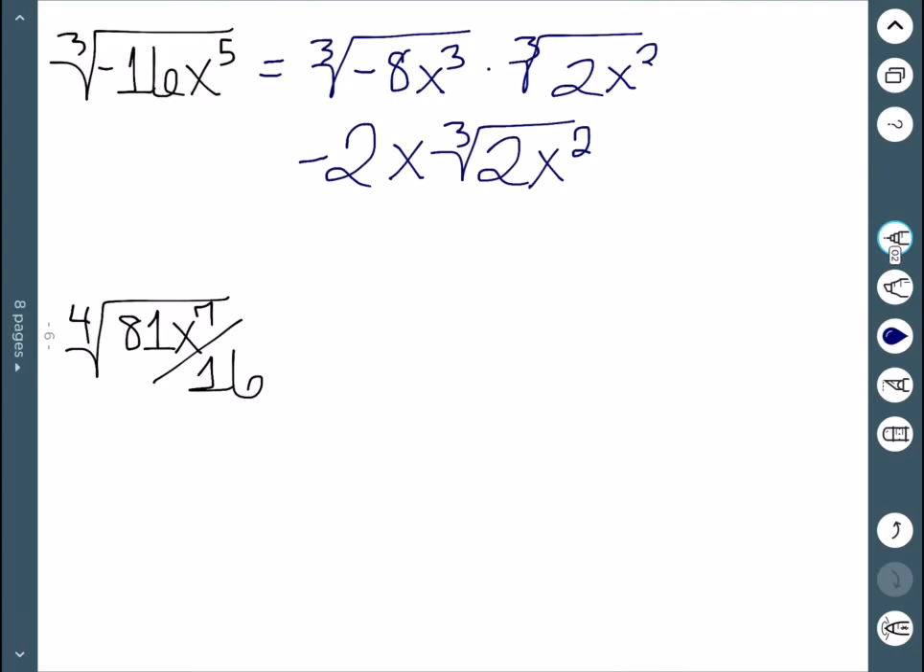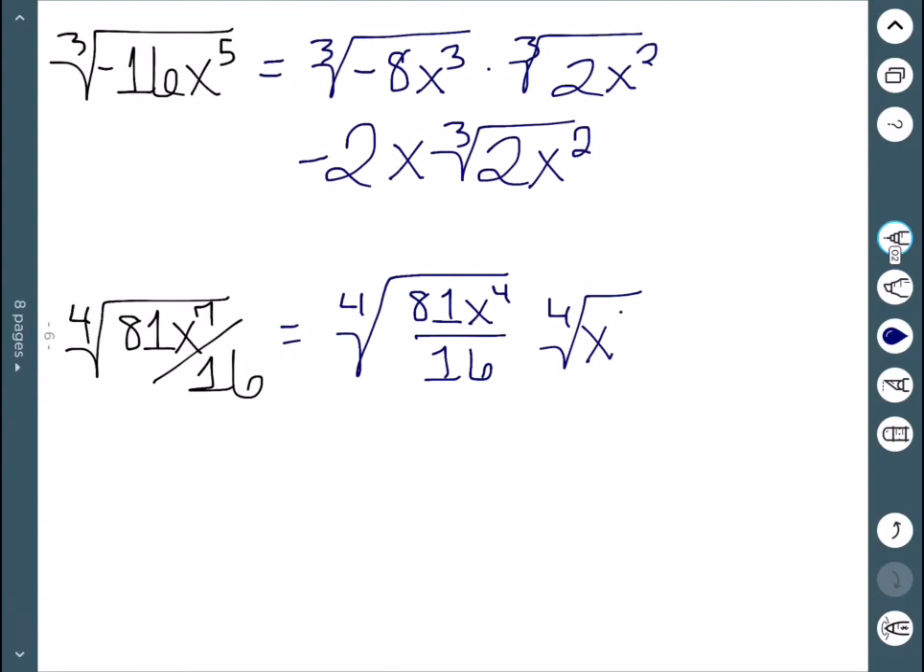For my next one, I'm going to break this up a little bit more strangely. I'm going to have the fourth root of 81x to the 4th over 16 times the fourth root of x cubed. So this does get me back to where I wanted. And it looks a little strange, but the truth is the first root that I've written here, we know all of these fourth roots. We know that the fourth root of 81 is 3, the fourth root of x to the 4th is x, and the fourth root of 16 is 2. So now I'm only left with this fourth root of x cubed.